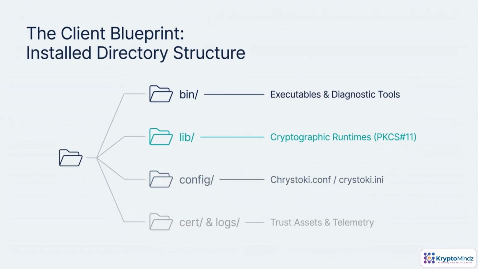After installation, treat the Luna client directory as your runtime map. The bin folder holds the command line tools and diagnostics you'll actually run. The lib folder contains the libraries your applications and middleware link to, including PKCS#11. Config files like Chrystoki.conf or Chrystoki.ini control how those libraries behave. Certificates, logs, and docs provide trust anchors, troubleshooting data, and working examples you can reference later.